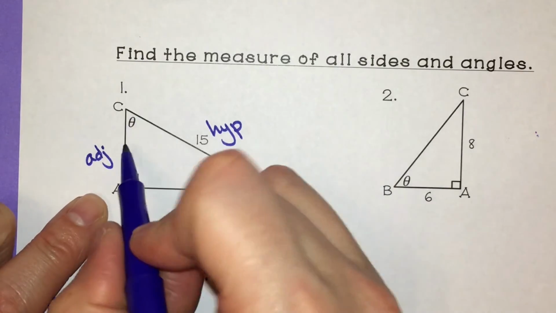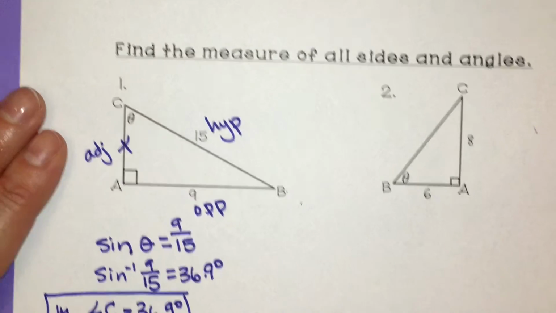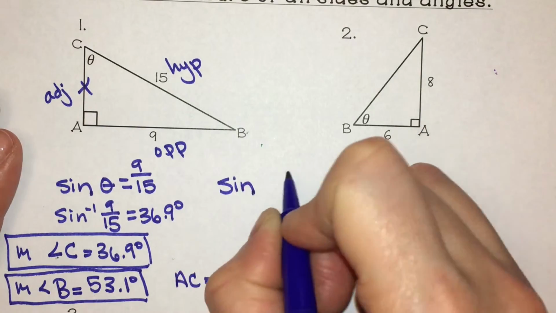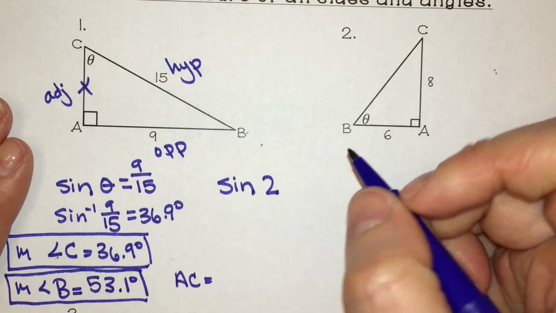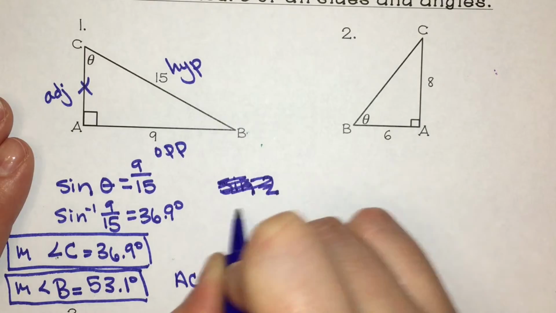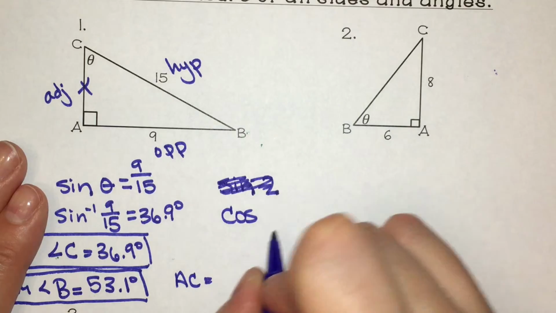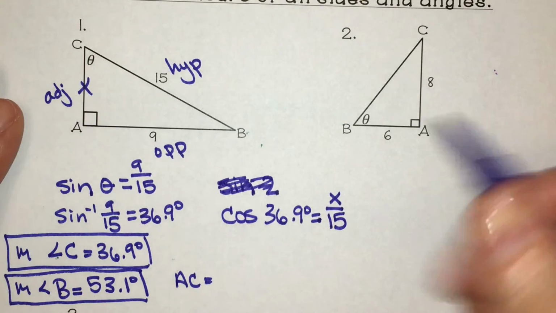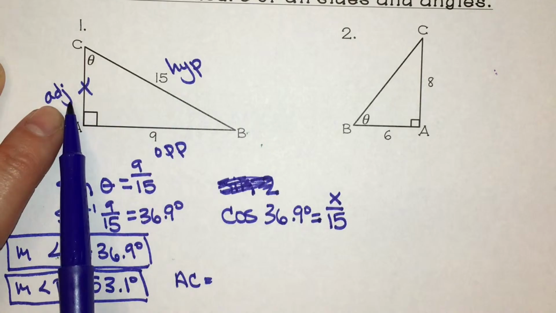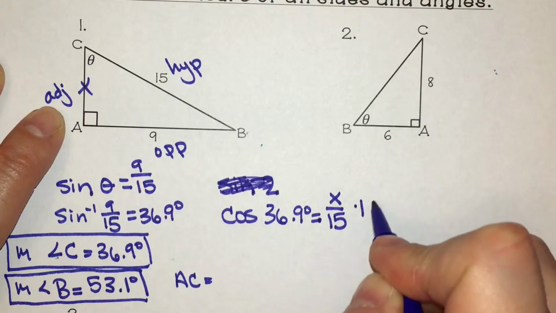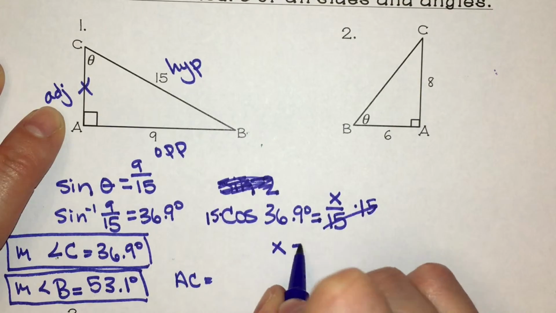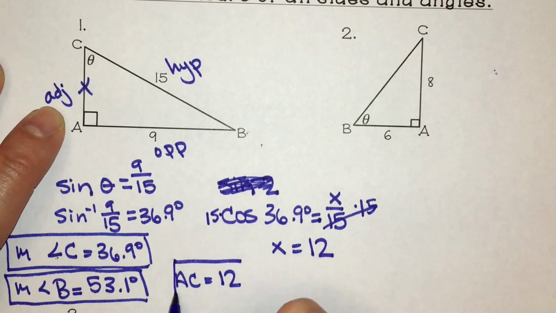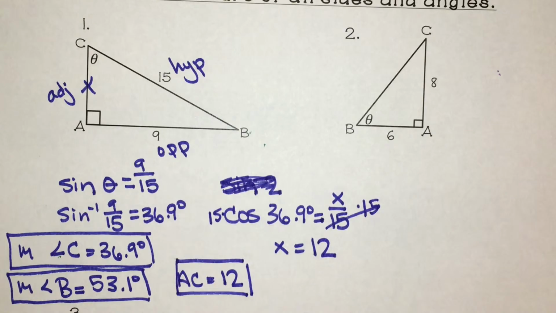All right, to find side length AC, I'm going to use what I know. The cosine of 36.9 degrees is equal to x over 15, because I need to find my adjacent side, and I'm using my hypotenuse. So I'm going to multiply both sides times 15, and I get x is equal to, it rounds to 12. So side AC has a length of 12. I did 15 times the cosine of 36.9 to get that one.